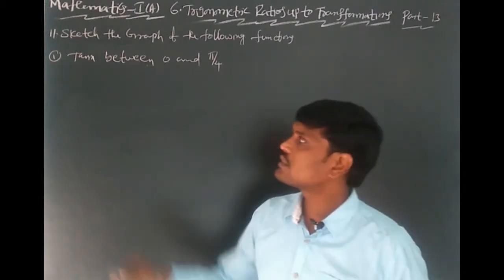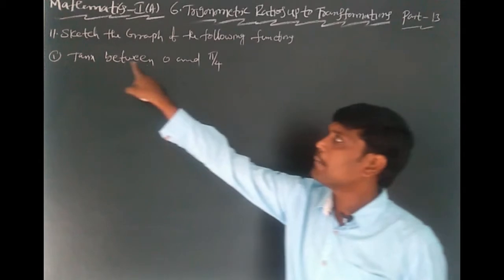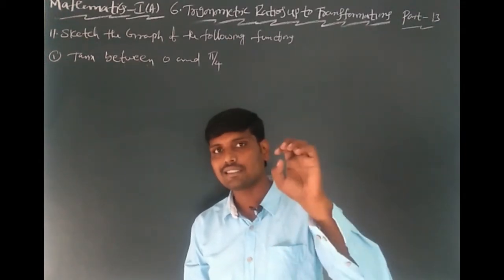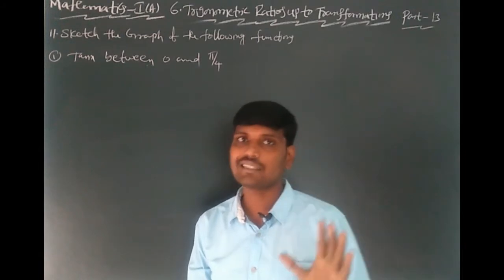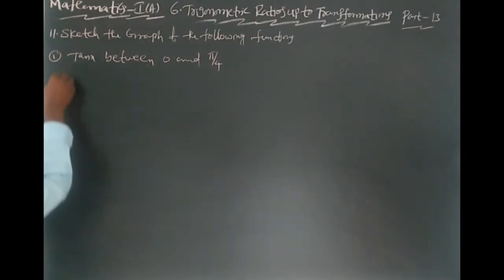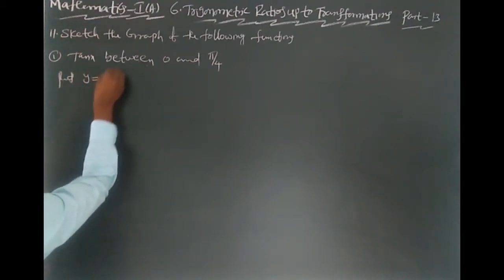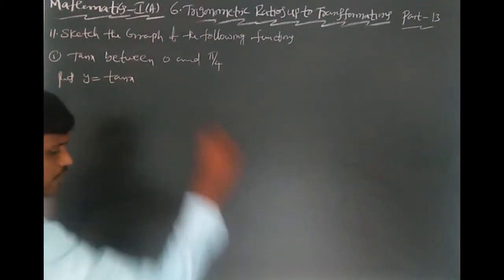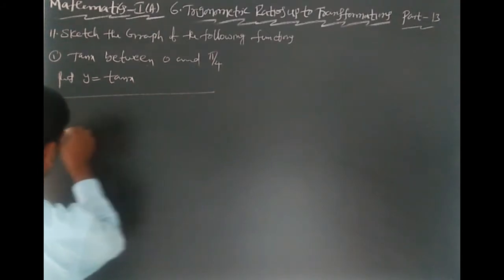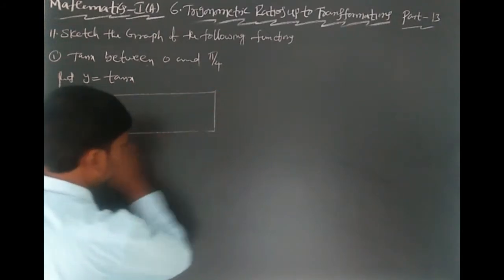First problem is tan x between 0 and pi by 4. Sketch the graph of the trigonometric function tan x in the interval 0, pi by 4. First of all, we have to take y is equal to tan x. After that, we have to take a table.